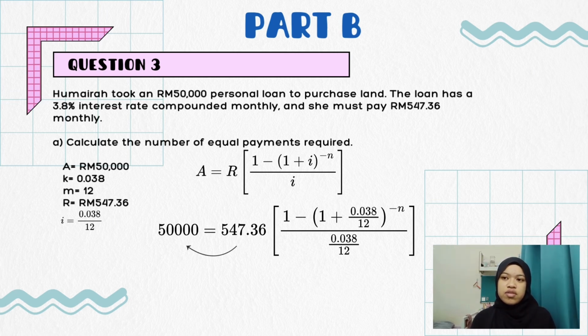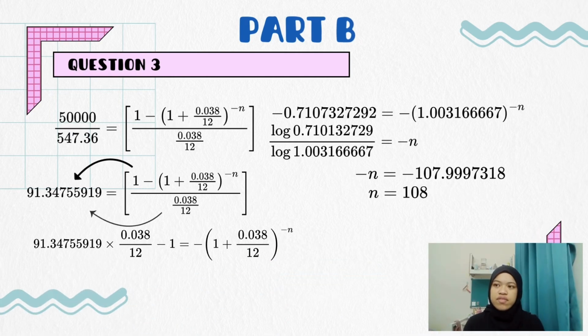50,000 equals 547.36 times 1 minus (1 plus 0.038 over 12) to the negative N, over 0.038 over 12. After that, 50,000 over 547.36 equals 1 minus (1 plus 0.038 over 12) powered by negative N, over 0.038 over 12. After that, the calculation that we got is 91.3475519 equals 1 minus (1 plus 0.038 over 12) powered by negative N, over 0.038 over 12.